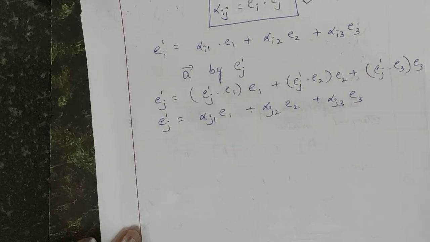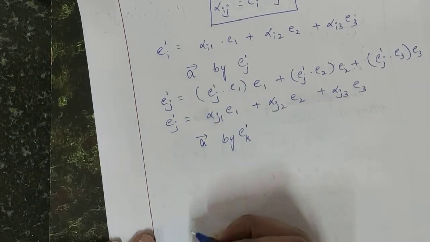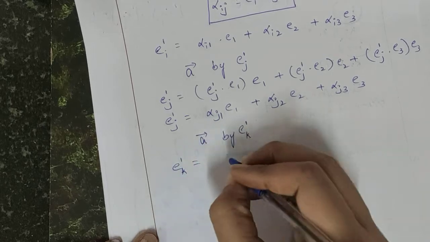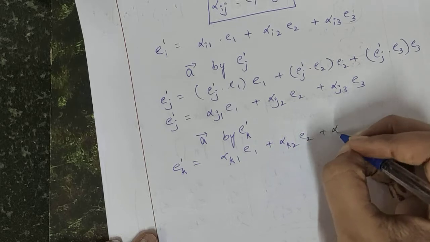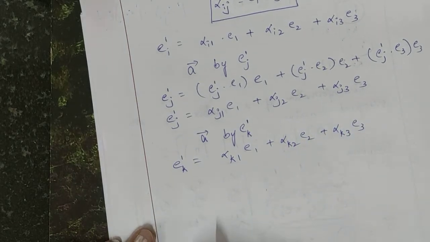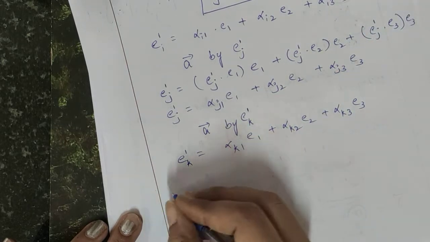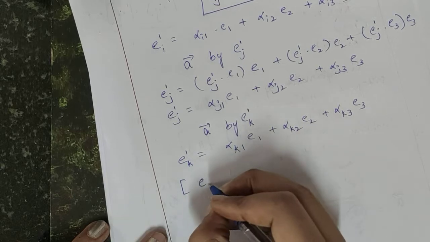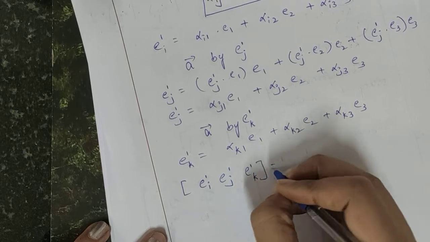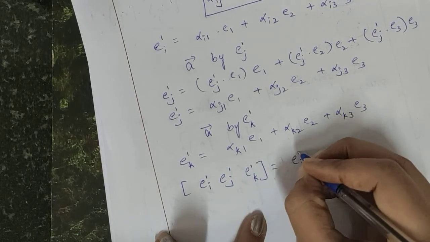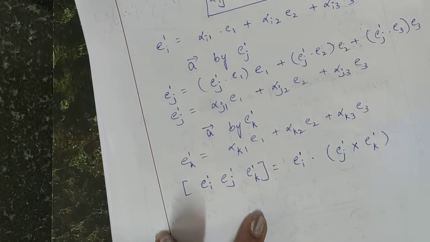Similarly, I have to consider Ek prime, right? So now replace vector A by Ek prime in your equation number 1. You will be getting Ek prime is equal to alpha K1 E1 plus alpha K2 E2 plus alpha K3 E3. Right? Now we can write all this using a box product, that is Ei prime, Ej prime, Ek prime. This is nothing but Ei prime dot Ej prime cross Ek prime, right?